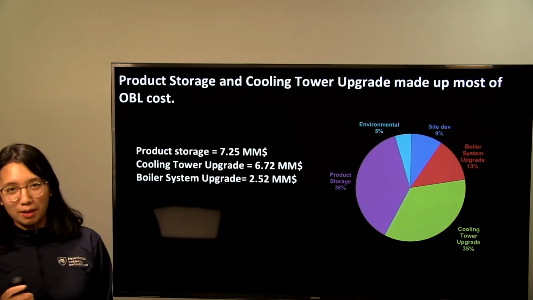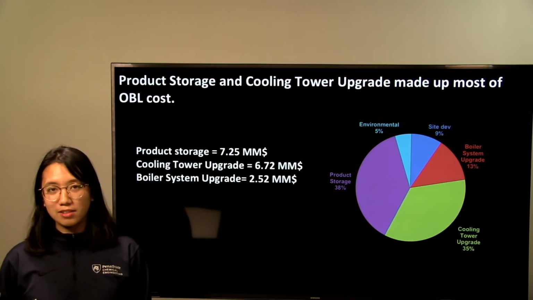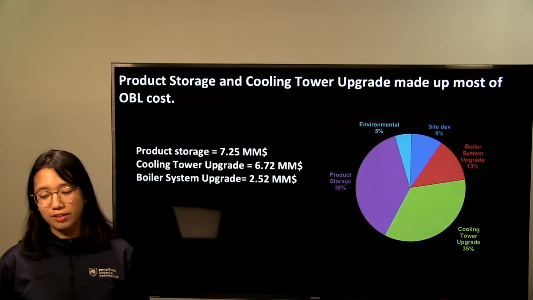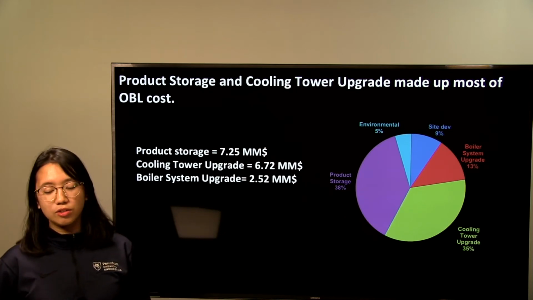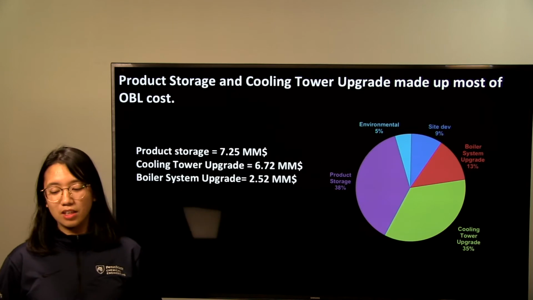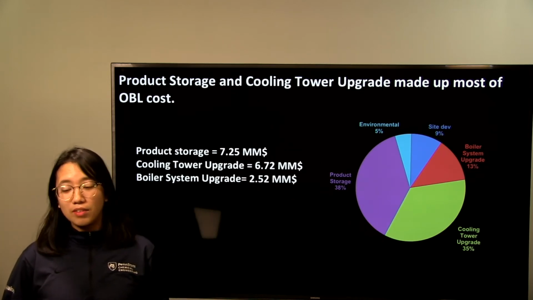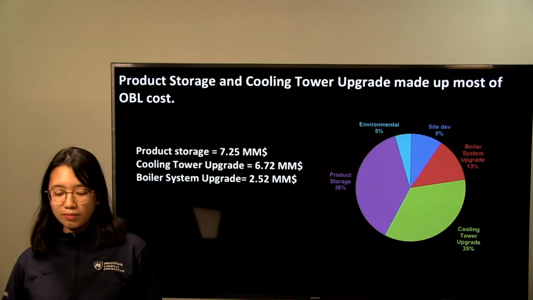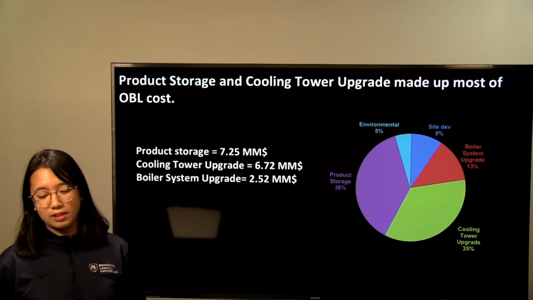So Mengying talked about the IBL, or the inside battery limit. Now, I'm going to talk about the outside battery limit, or OBL, that represents the non-process infrastructure that is necessary to support our processes. Generally, it includes product storage, utilities, which are the cooling tower and boiler system upgrades, site development, and environmental, which includes the flare system.